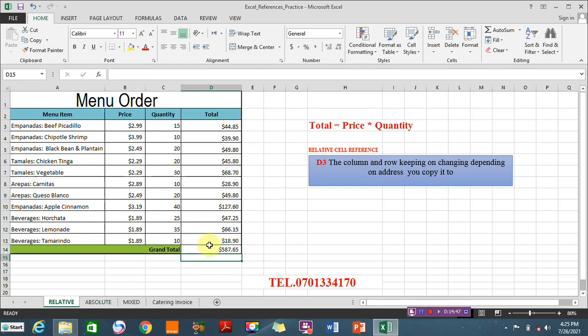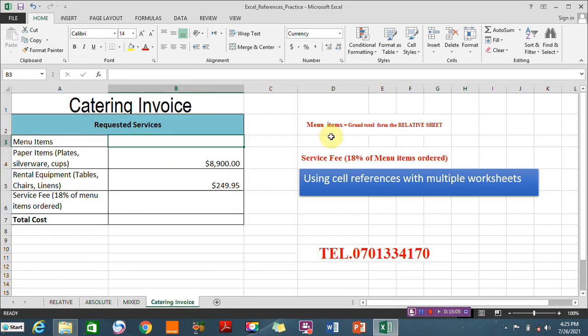So they want us to get this value from the relative sheet. Remember, it is under D14 in this sheet. So we are going to be working with multiple sheets, the relative and the invoice. So we come to it, and we want to put the value that we have calculated as a grand total into this cell. So what we do, we shall come and say equals, we write the name of the sheet where it is, and it is relative. So I will come and type relative.